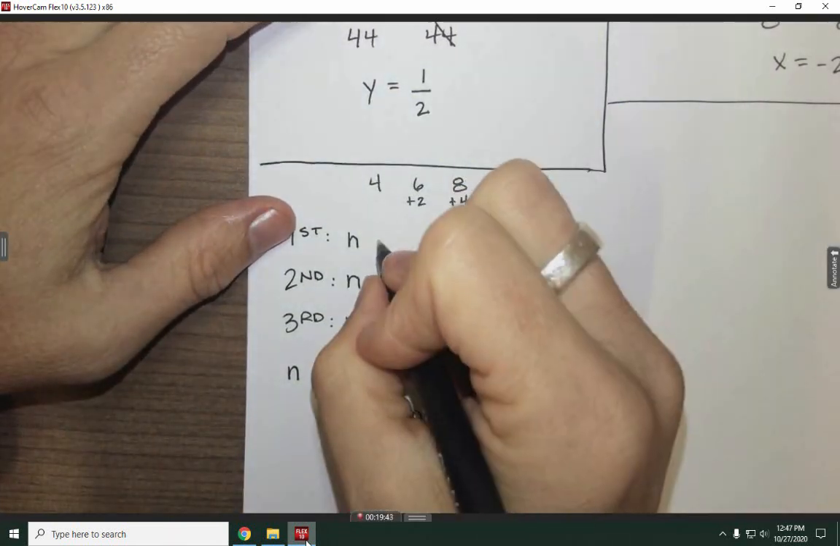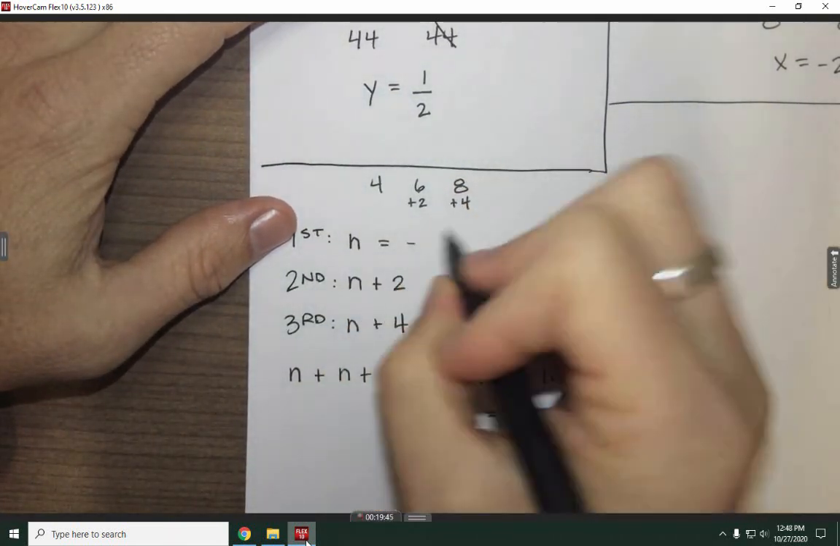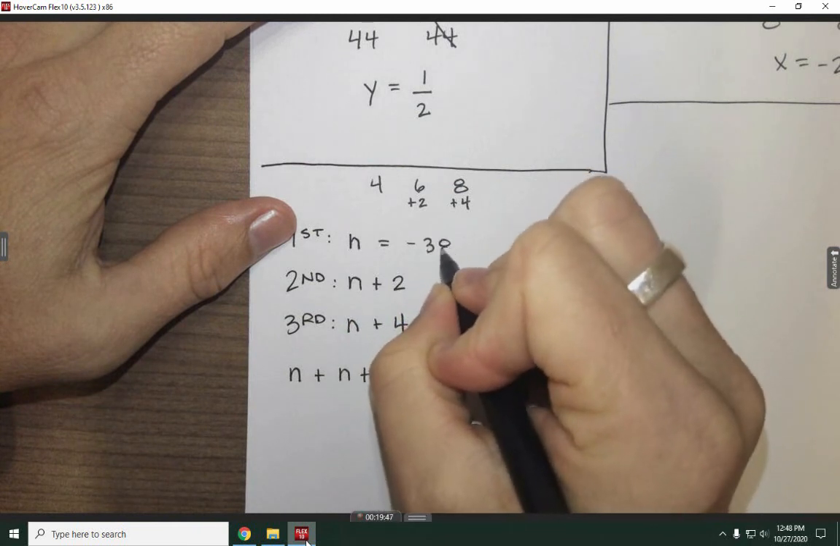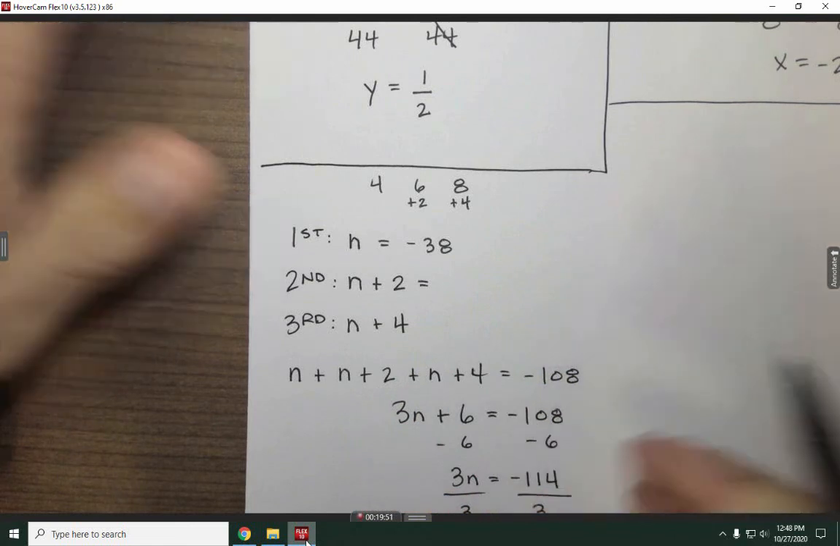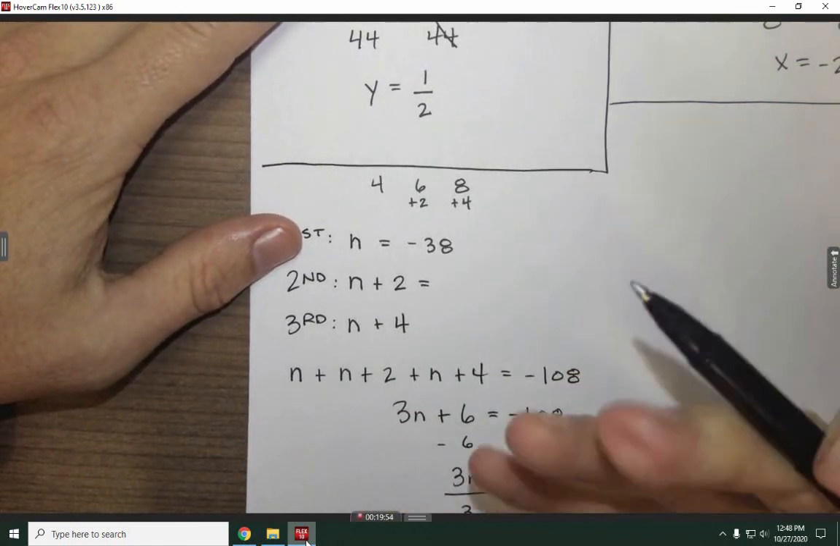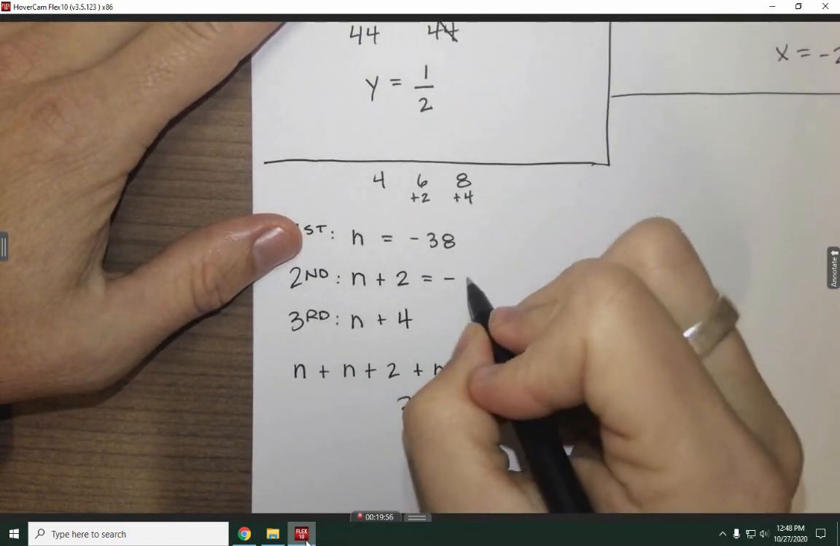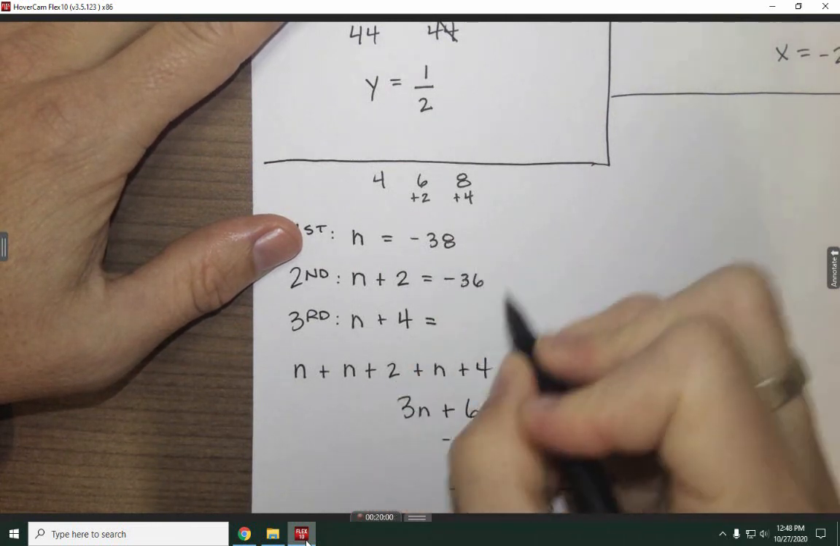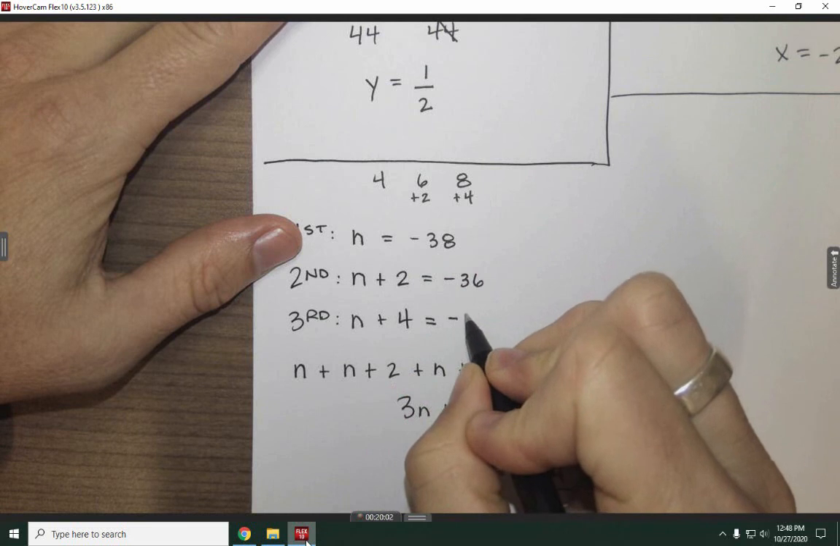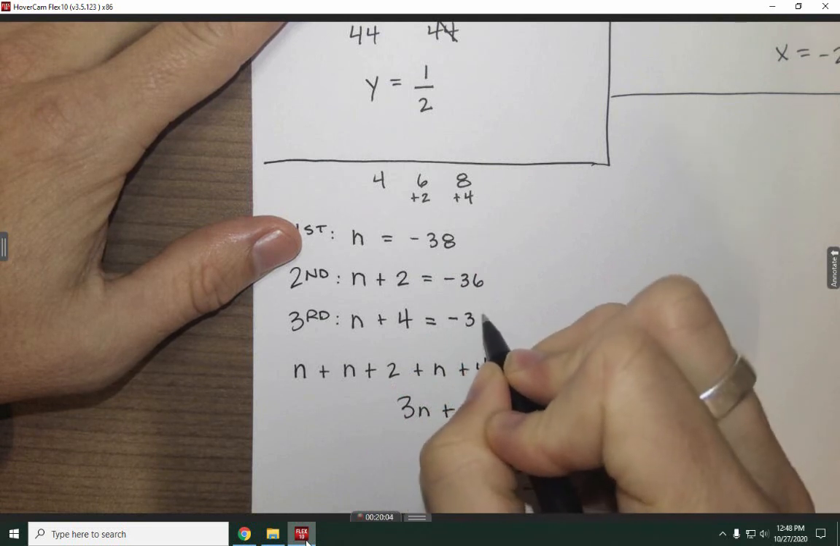Okay, so that's what our first one is, because that's what n is. And now we're going to add 2 to get to the next one. Now, if you're adding 2, you might think, oh, that's 40, but this is negative, so it actually goes in reverse. So this actually is a negative 36. And if we add 4 to this one, this is a negative 34.